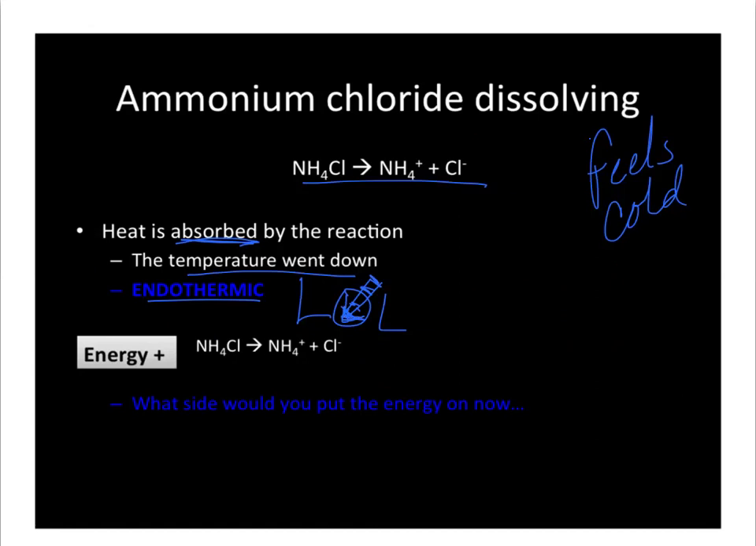And since it has to go into the system, it acts like another reactant, so it's over here on the reactant side. So energy plus NH4Cl enables it to split apart into its NH4 and Cl. So without this added energy, this reaction can't happen. It has to have energy to go. NH4Cl is fairly stable until you give it some energy to split apart.